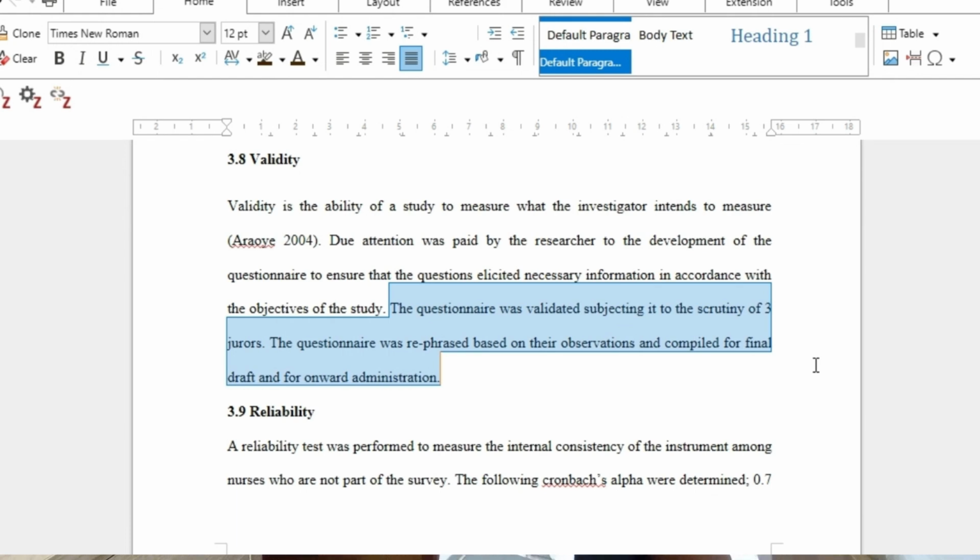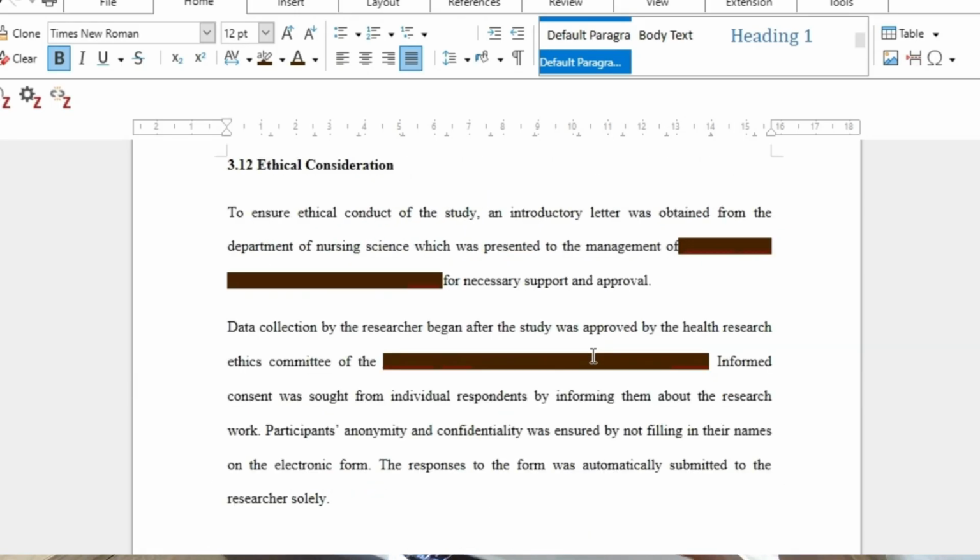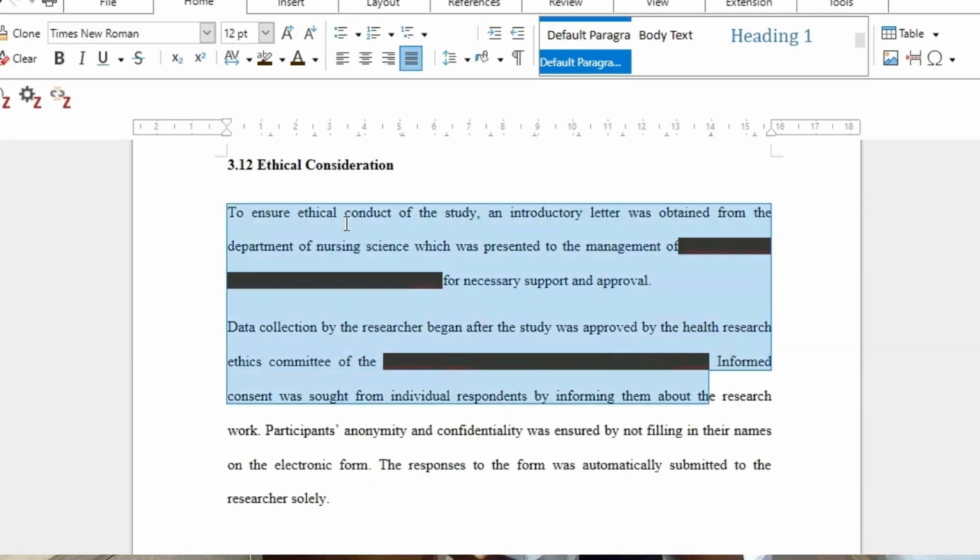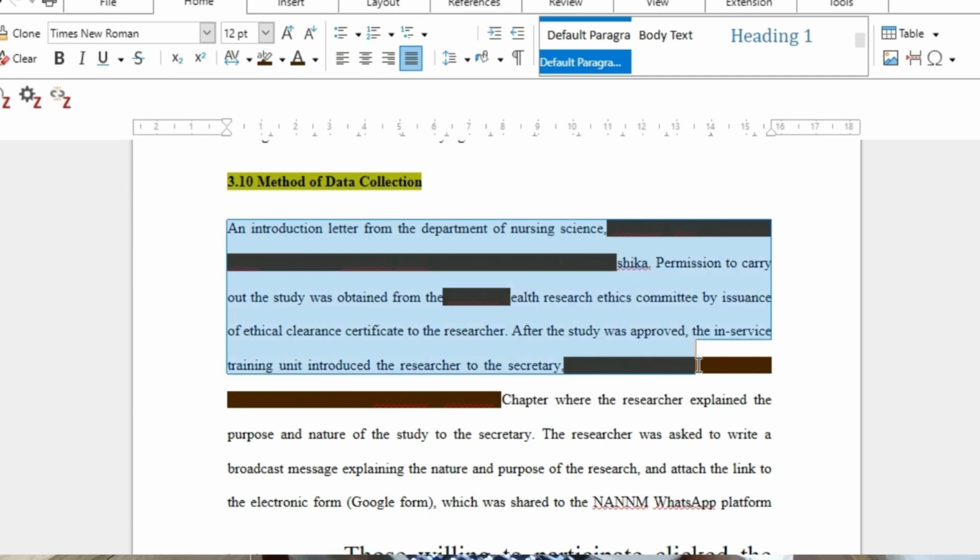The next problem is validity. I stated that the questionnaire was validated by 3 jurors. I think this is the weakest form of validation, especially in what I've written, because I didn't even state the names of the jurors, their expertise, or the criteria that was used to validate the questionnaire. The next problem has to do with the ethical consideration section and the data collection section, because there is a repetition: I described the same process twice. The collection of introduction letter, ethics approval, and consent mechanism appear in both sections.